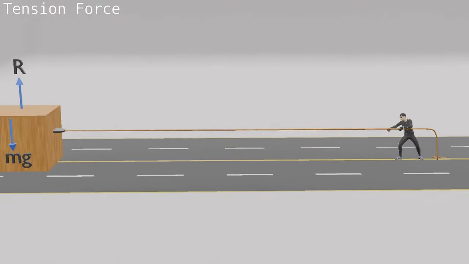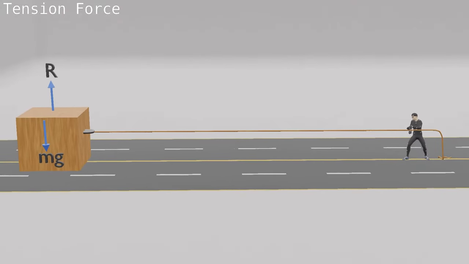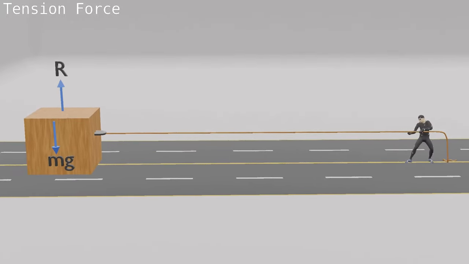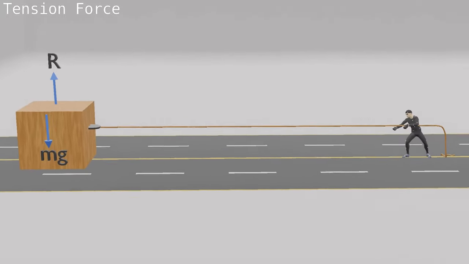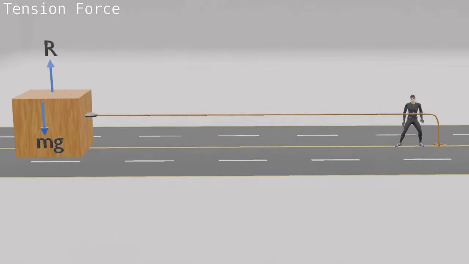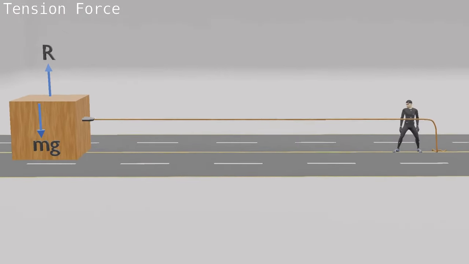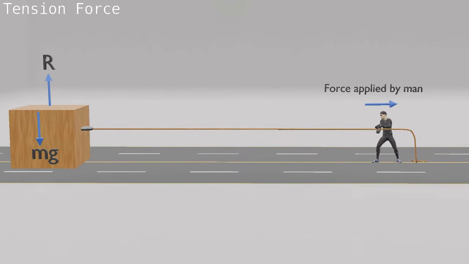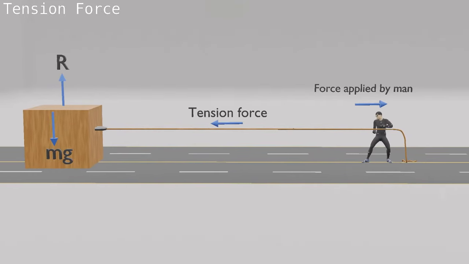When the man tries to pull the wooden block with the help of the attached string, the wooden block starts to move towards the man. Here, when the man applies force on his side, at the same time an opposing force occurs in the string.